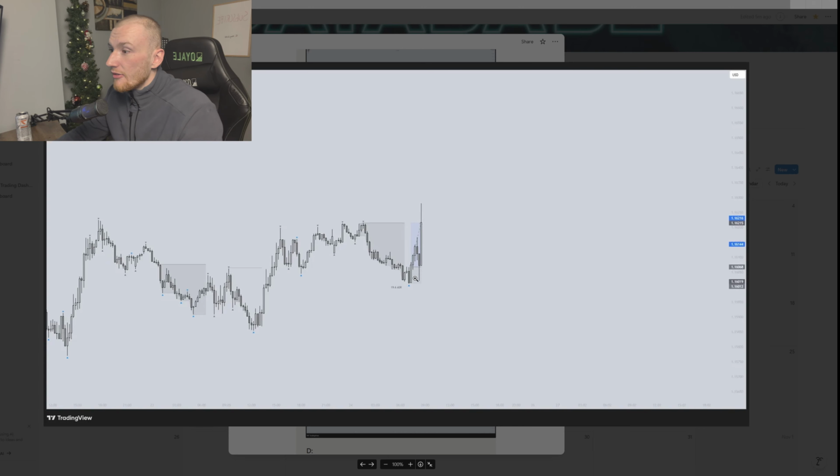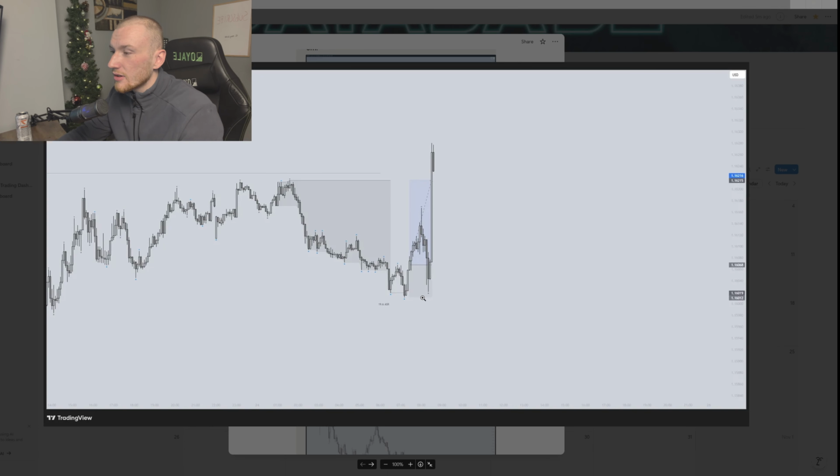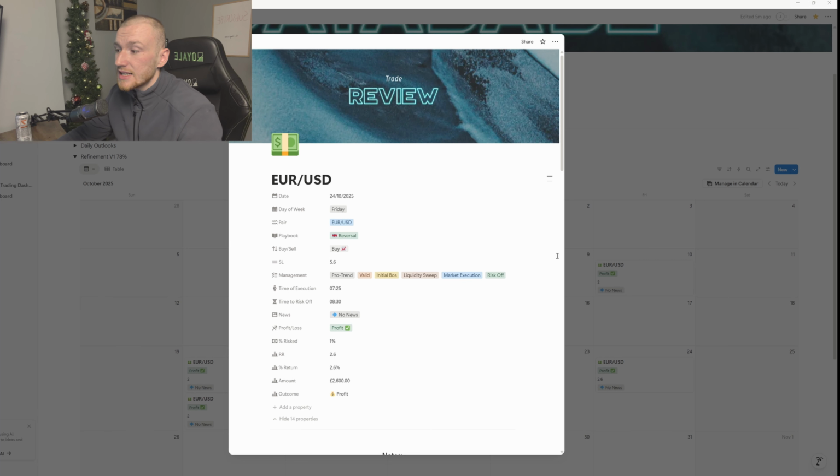Here we have a reversal model where we expand lower during London, sweep liquidity and break structure. As soon as we break structure, we enter and solely target the opposite side of Asia. If we go into the more refined view, you'll see it a lot clearer. Sweep of liquidity, London open lower, gives us a reversal model. Break of structure, solely entered on the break of structure and targeted there. So that was a nice 2.6.